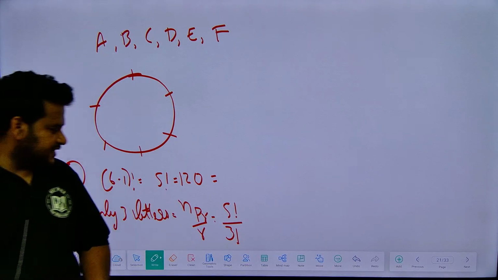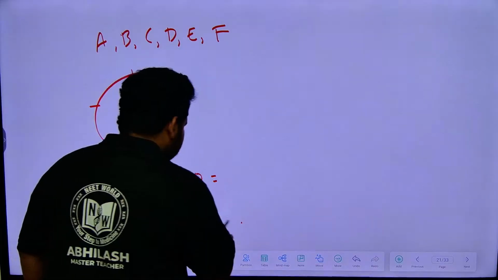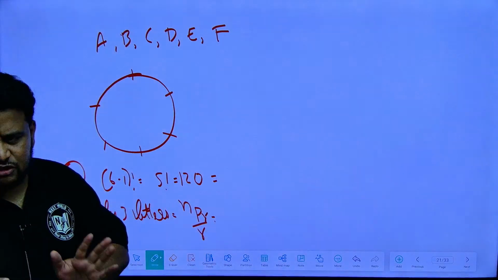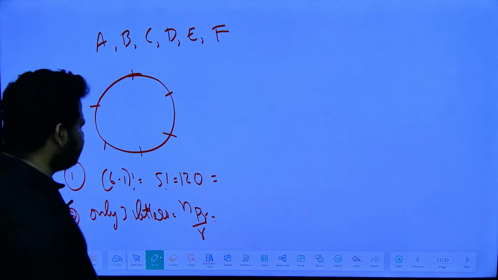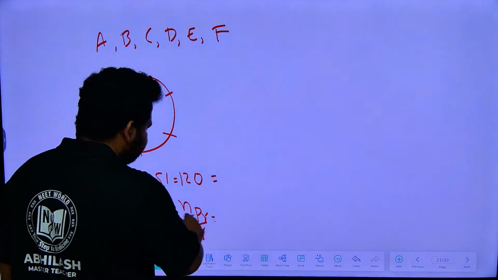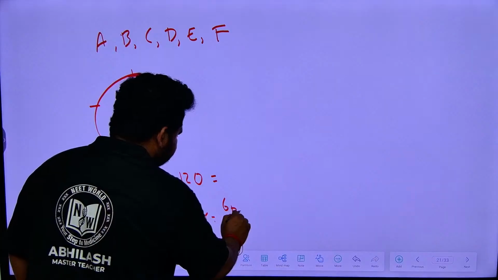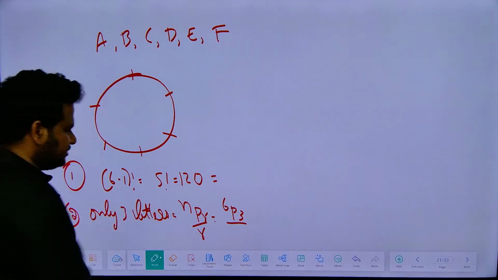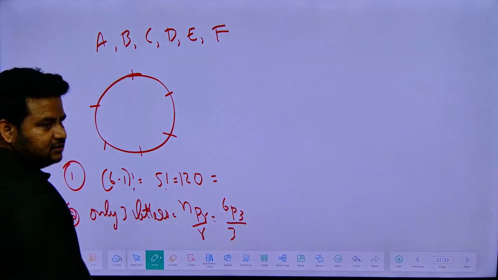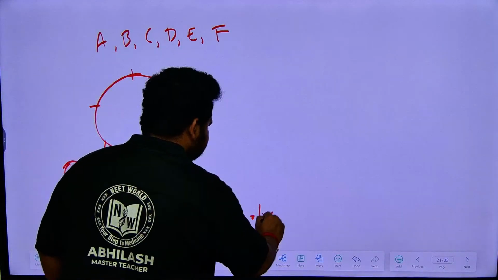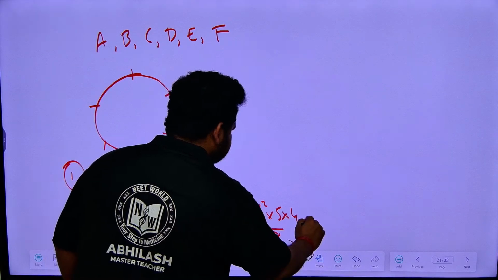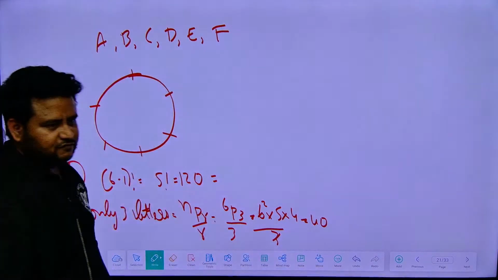Otherwise, you can take it like this: out of 6 you have to select 3, so we take nPr, which is 6P3, divided by r, and here r is 3. So 6P3 is 6 into 5 into 4, divided by 3. 3 ones are 3, 3 twos are 6. We will get 40 as the answer.